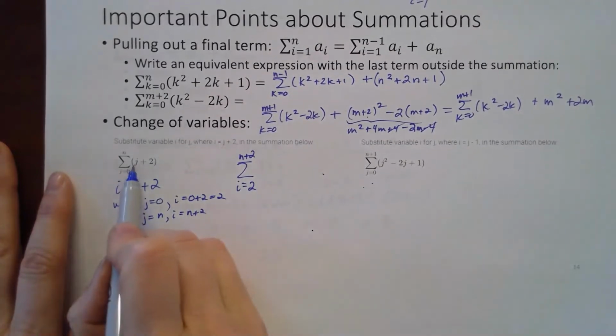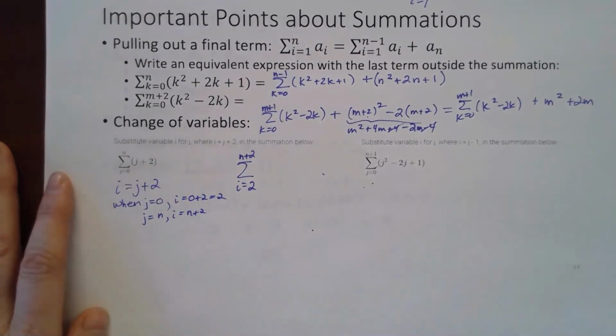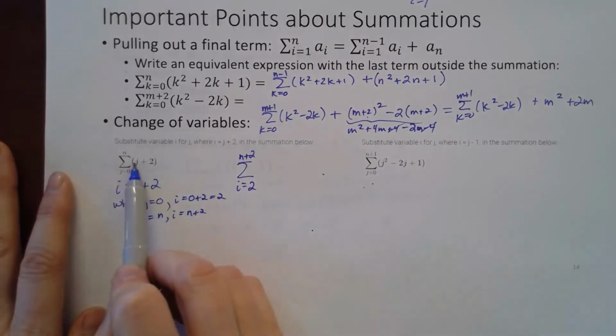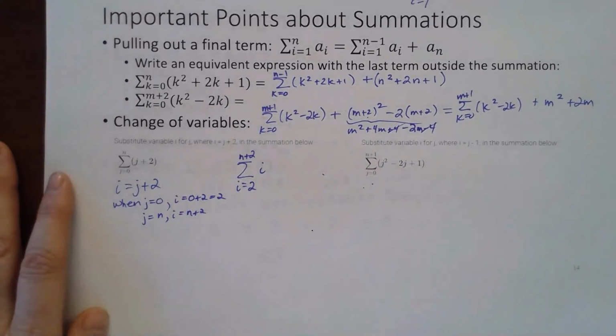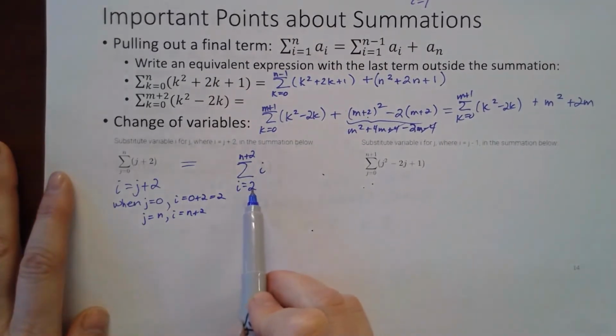And now this right here, j plus 2 is actually the same thing as I. So I can replace this j plus 2 with I. And now these two are equivalent forms. Notice this would be 2 plus 3 plus 4 plus 5 plus 6, until it gets up to whatever n plus 2 is.